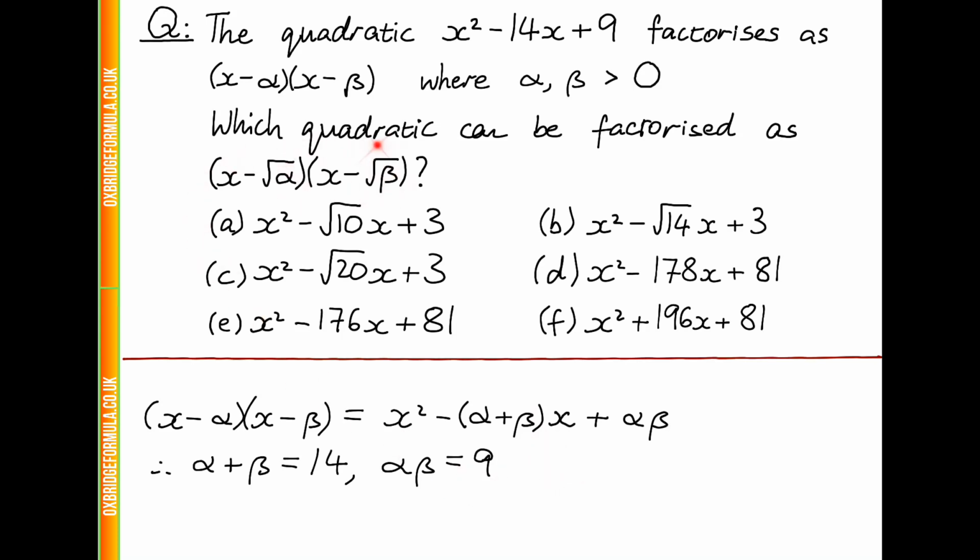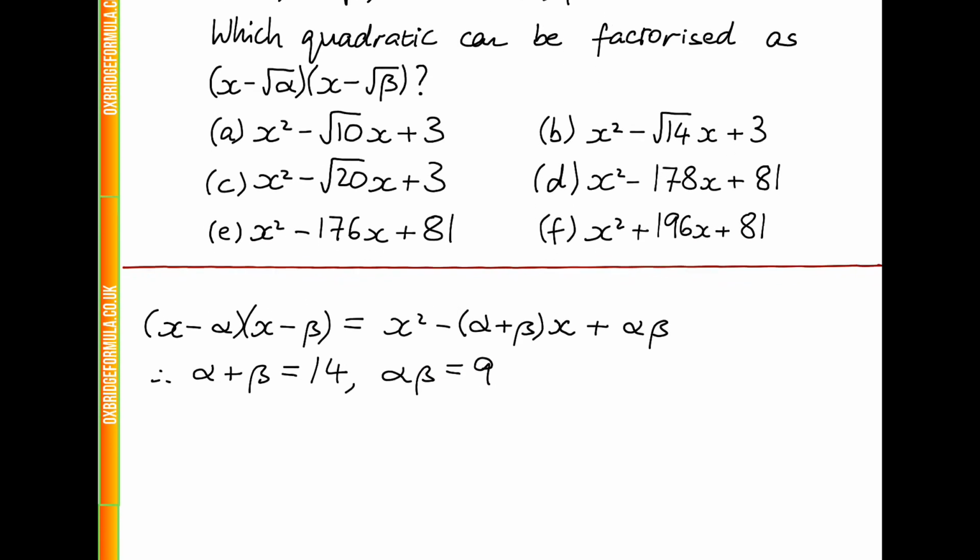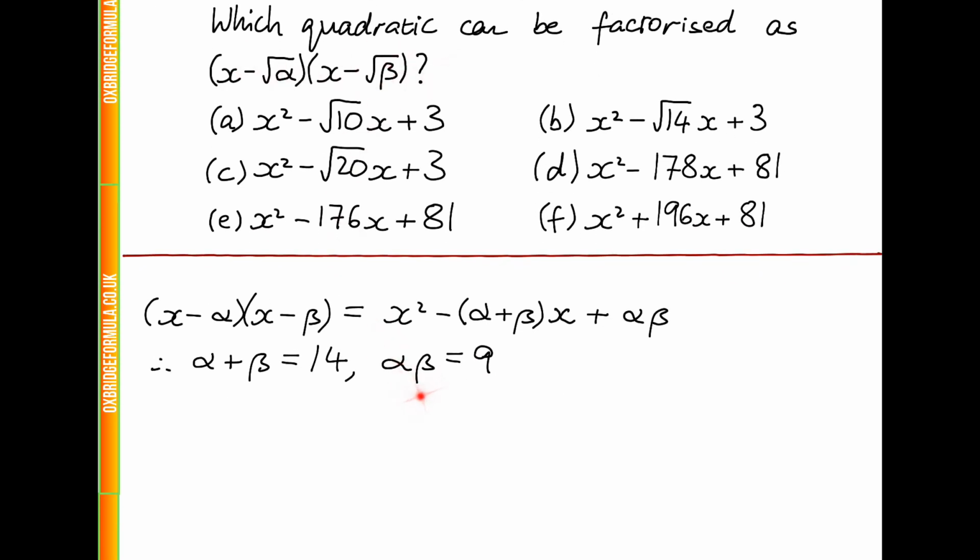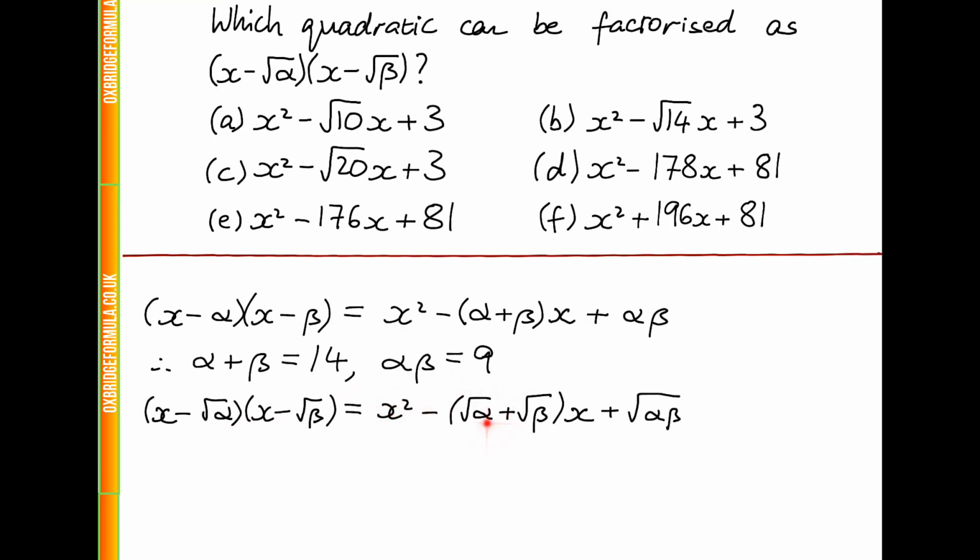Well, we could try just directly expanding out (x minus the square root of alpha)(x minus the square root of beta), and see if we can relate what we find there to these two equations directly. So let's do that. If we expand out these two brackets, we get x squared minus (square root alpha plus square root beta)x plus square root alpha beta. Directly we can see that square root alpha beta must be square root of 9, because alpha beta is 9, and that's just equal to 3. So we straight away know the constant term is 3, so that tells us straight away that we either have option A, B or C.